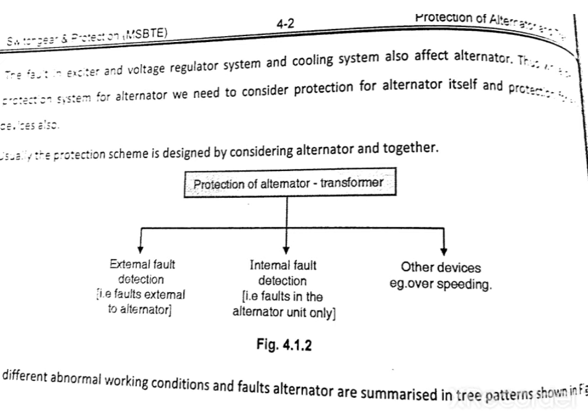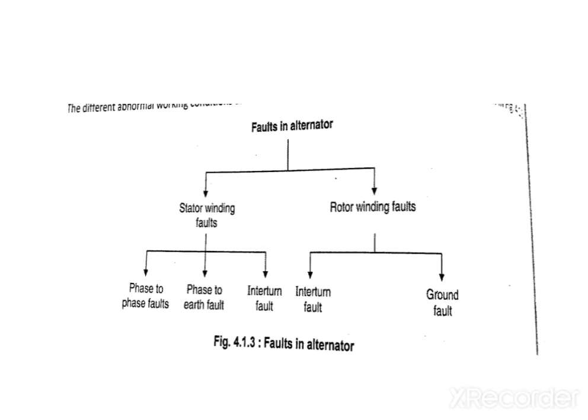Basically, protection of the transformer or alternator mainly consists of these three types. The first one is external fault, another is internal fault, and the last one is overspeeding or other devices. The external faults occur external to the alternator. The internal faults occur in the alternator unit. The faults in the alternator are classified as follows.